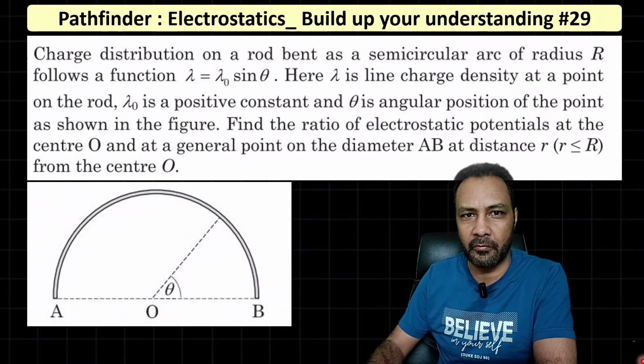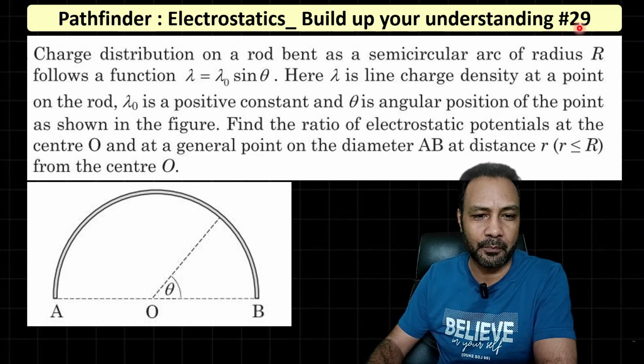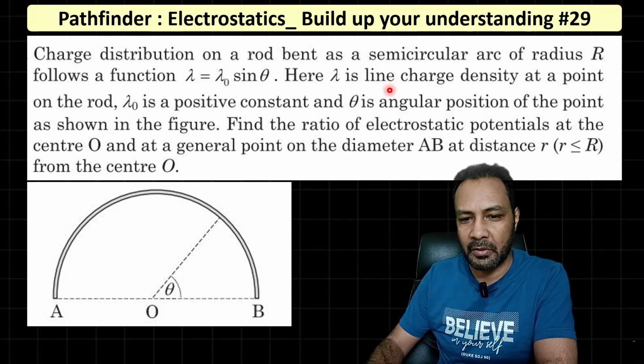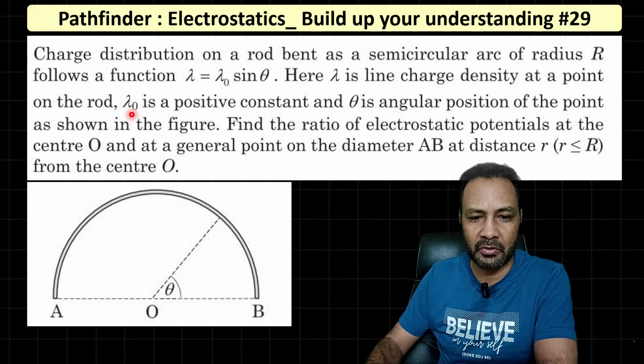Today I've come up with a very good question of electrostatics from Pathfinder. It's a build up your understanding question number 29. As you can see on your screen, the question states: charge distribution on a rod bent as a semicircular arc of radius R follows a function lambda is equal to lambda naught sine theta. Here lambda is the linear charge density at a point on the rod at an angular position theta as shown. Lambda naught is a positive constant and theta is the angular position of the point as shown in the figure.